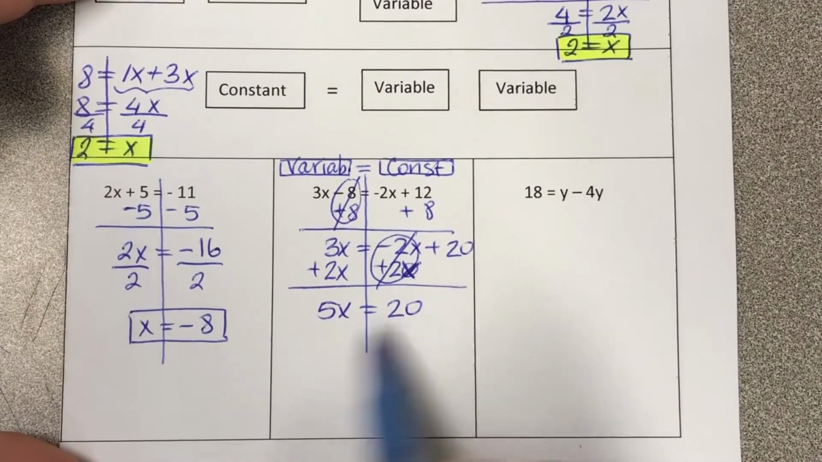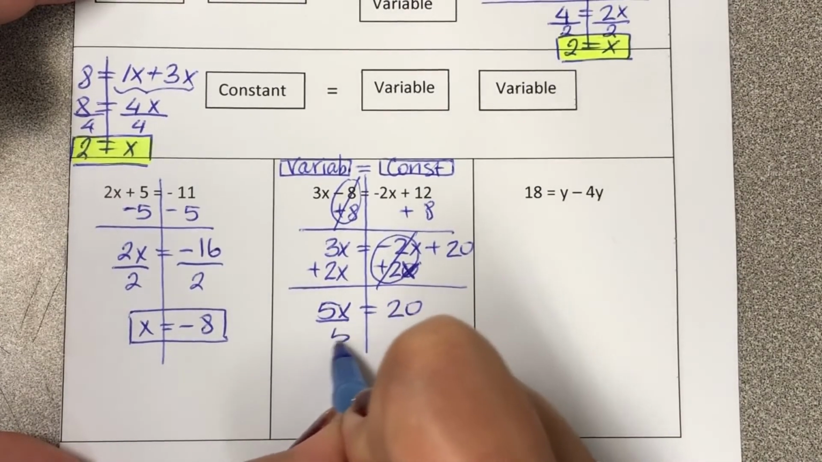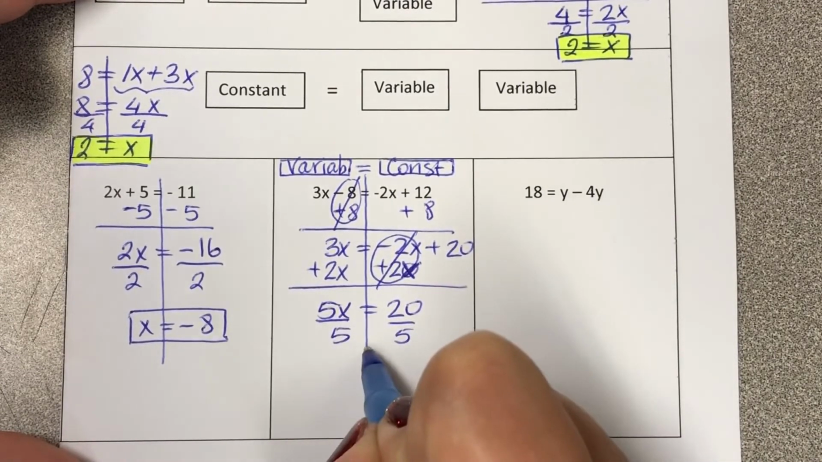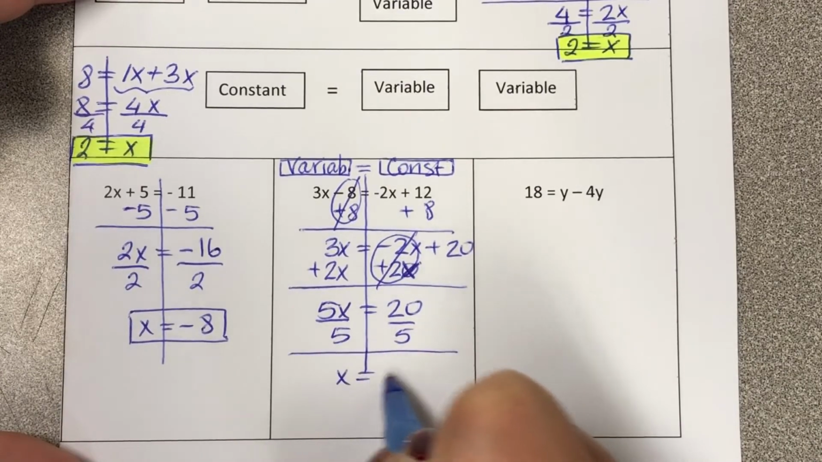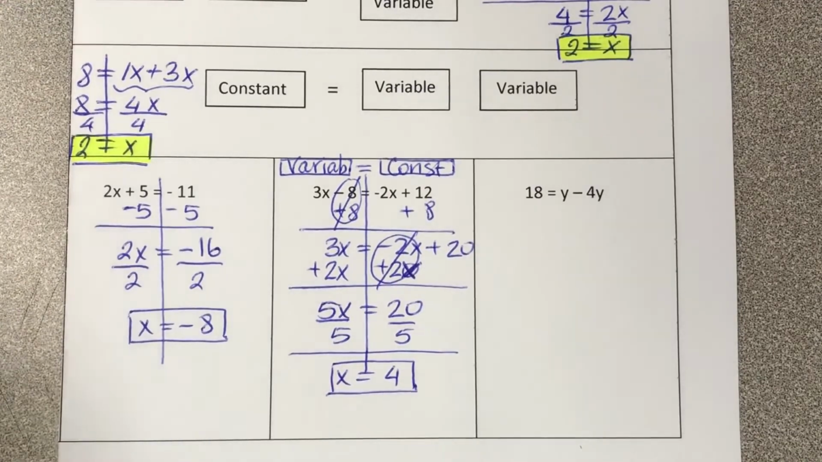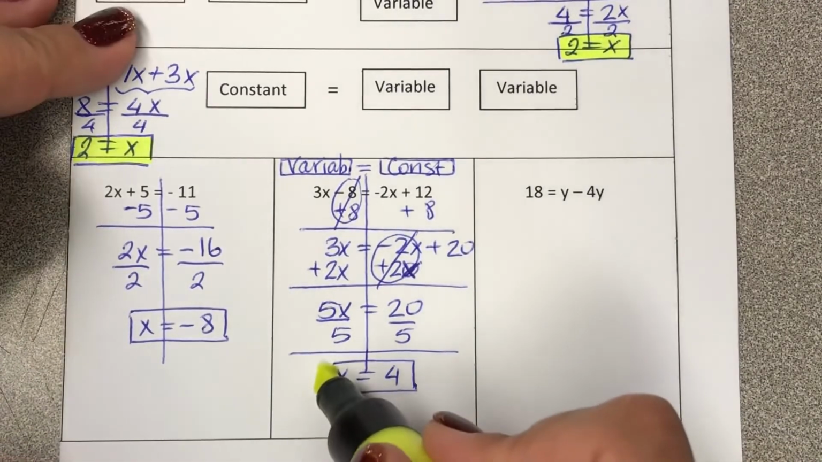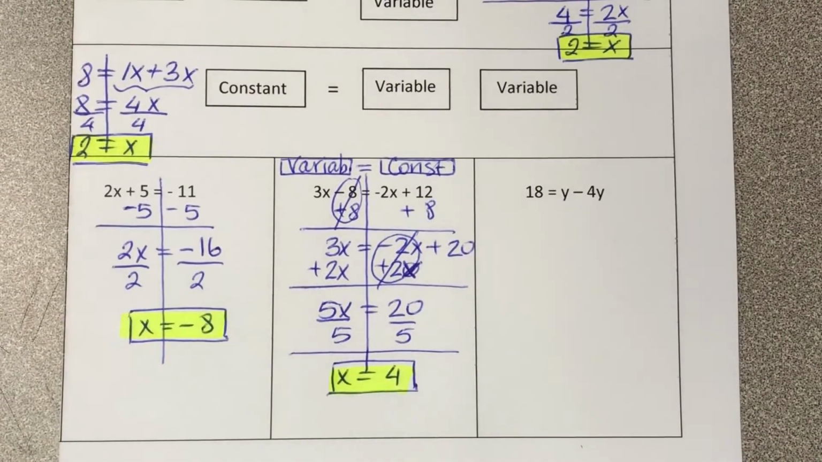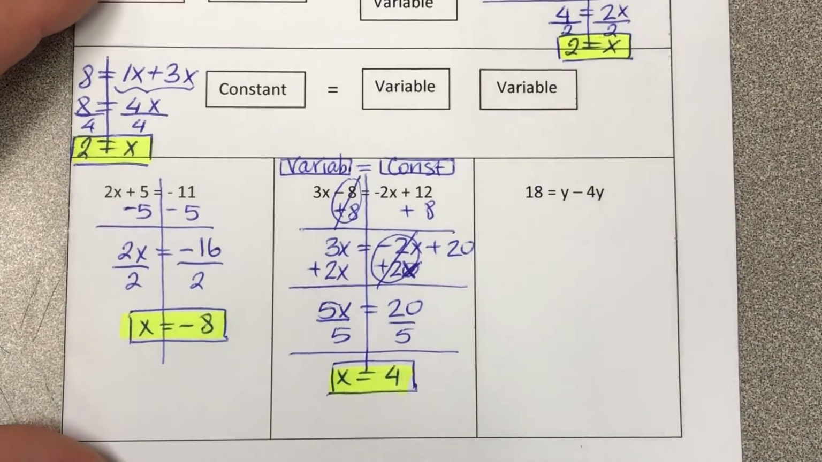So I have my variable equal constant, divide by 5, and find the value of the variable, which is 4. So the equation has the solution 4. One solution. That is the only number that being replaced in the equation will make the equation true.